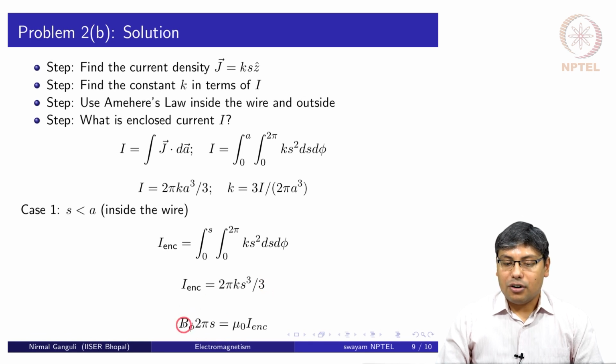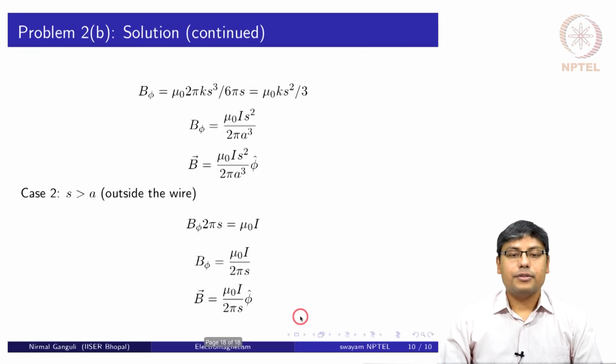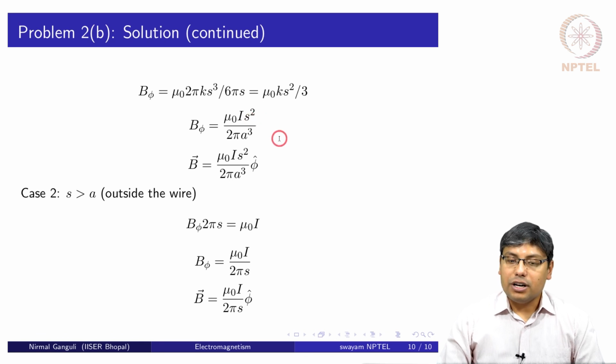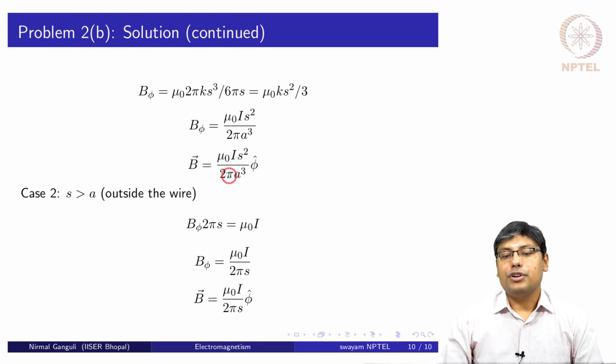The phi component of the magnetic field times 2 pi s is mu naught times I enclosed, the current enclosed. So, the phi component of the magnetic field can be evaluated accordingly as mu naught k s squared over 3, and that is the only component of the magnetic field. Now, if we put the value of k and write everything in its full vector form, we can write B vector as mu naught I s squared over 2 pi a cubed along phi cap direction.